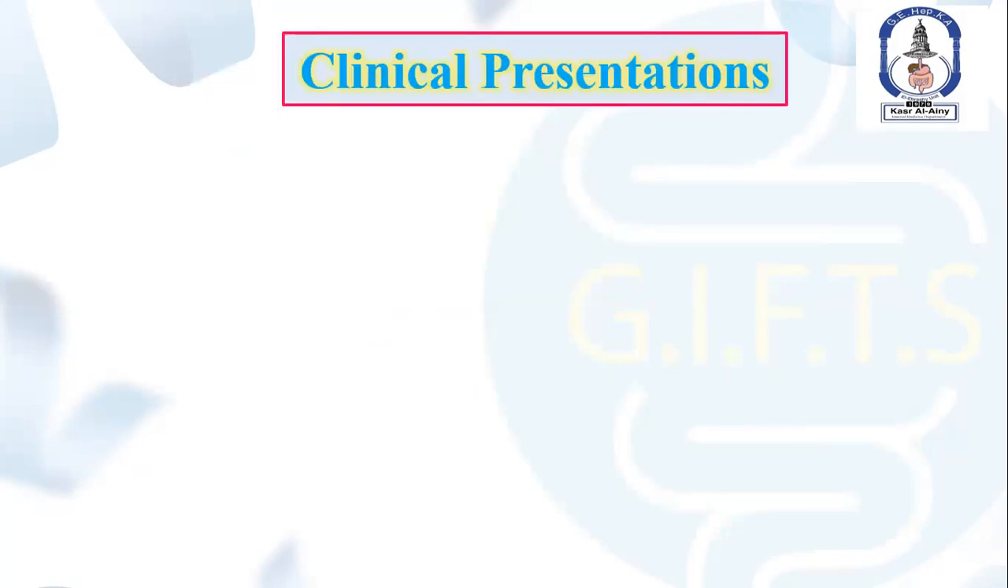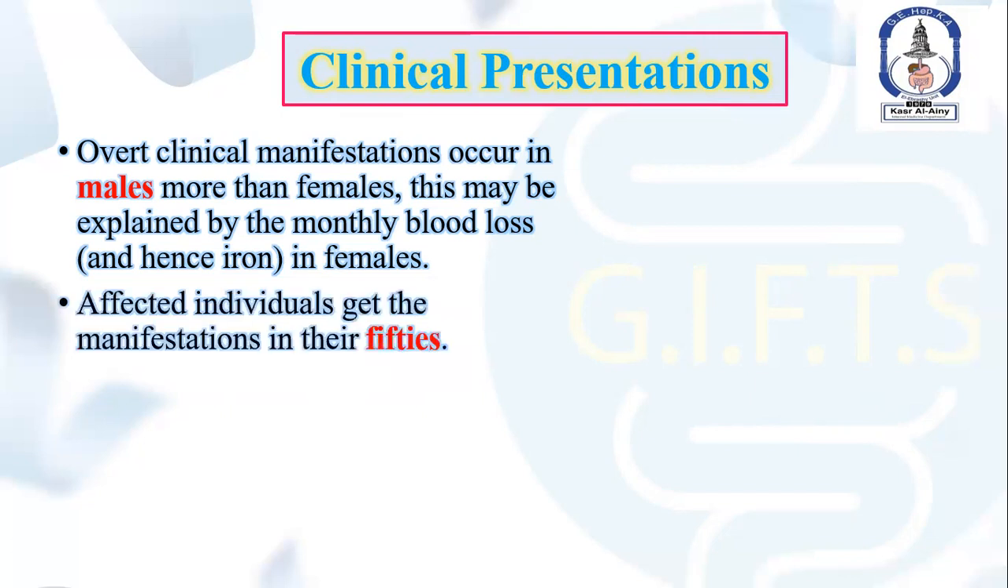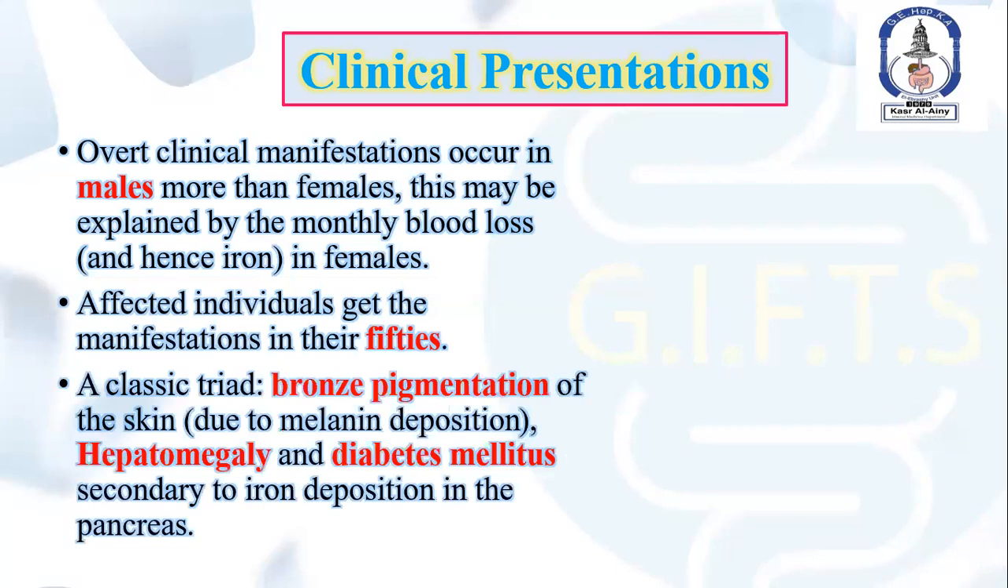The clinical presentation, of course, depends on where the iron is deposited. The overt clinical manifestation usually occurs in males more than females. And this may be explained by the fact that females have a continuous mode of losing their iron through menstruation. Affected individuals are usually in their 50s, but of course, hemochromatosis can present itself a little bit earlier than that, in the 30s or in the 40s.